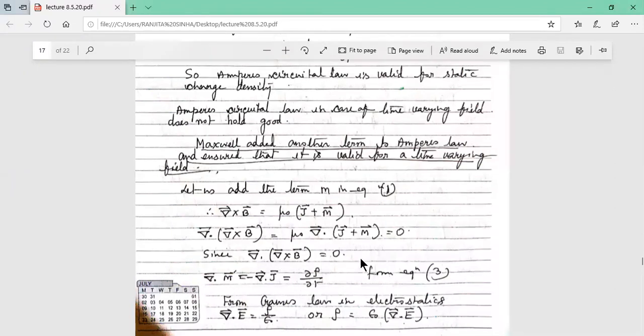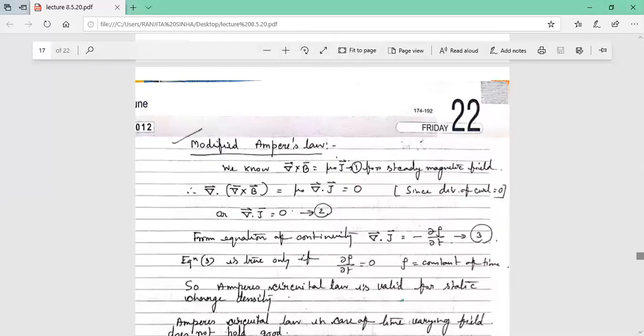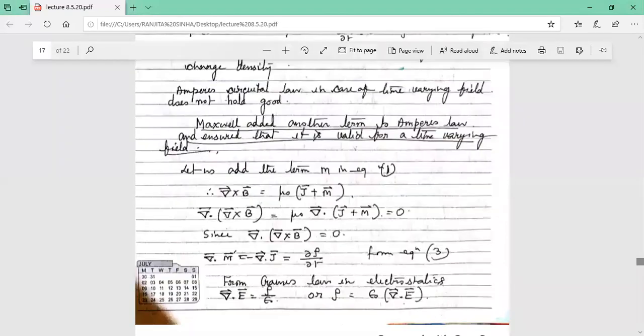Divergence of curl of B equal to 0. So divergence of M equal to minus divergence of J. Now again, from the continuity equation we know divergence of J equal to minus del rho by del T. So minus divergence of J equals del rho by del T. Here, as it is already minus, there is no minus sign in front of del rho by del T.